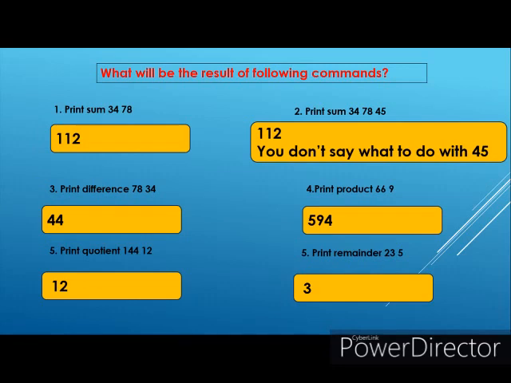Okay, first you can see 112 and then logo generates an error message like you don't say what to do with 45. Some keywords accept only two arguments, but we have given one more argument, so logo automatically generates an error message. You don't say what to do with 45. Copy the output into your textbook. Okay, write the output in the space given.